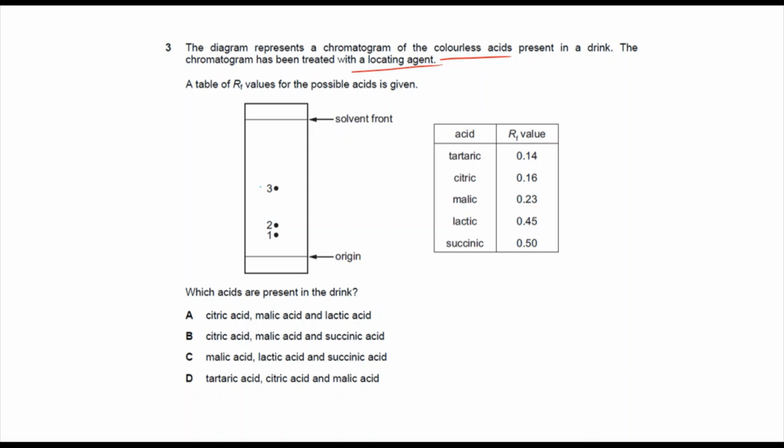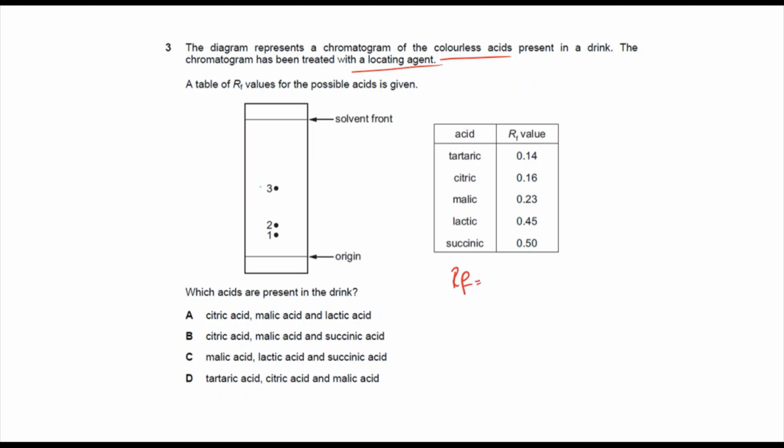So they're basically asking us which acids are present in the drink. The only way to find that out is to calculate the RF value for the first, second and third spot and then compare it with those present in the table. Remember, RF value is a characteristic of a certain compound. How do we calculate RF values? I hope you are aware.